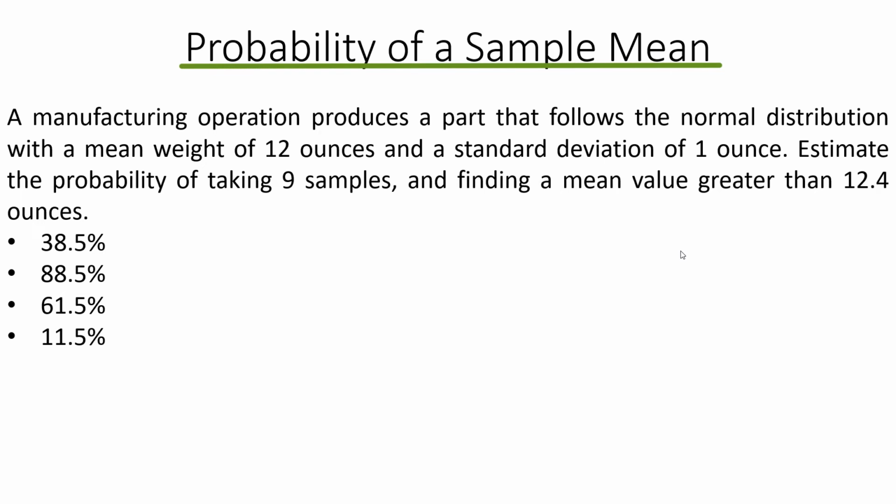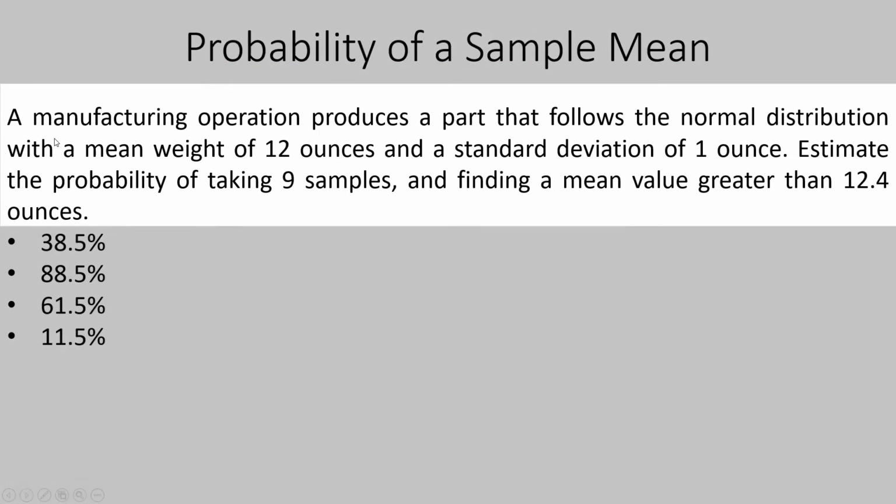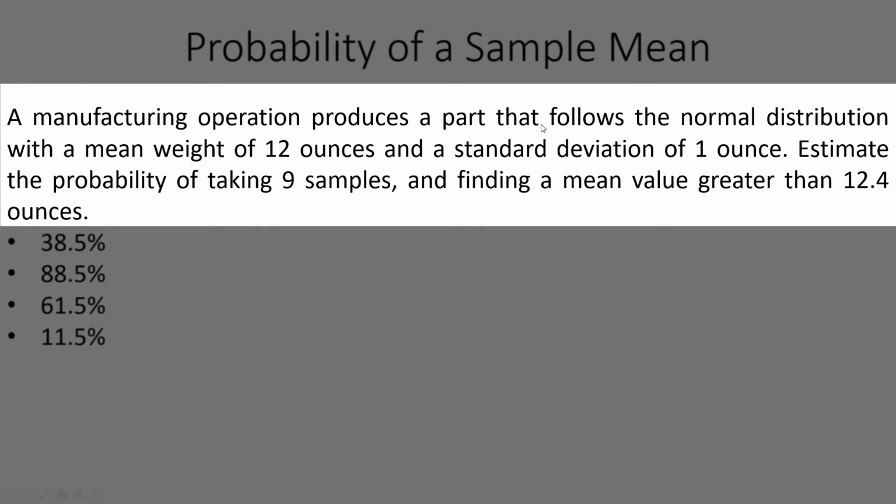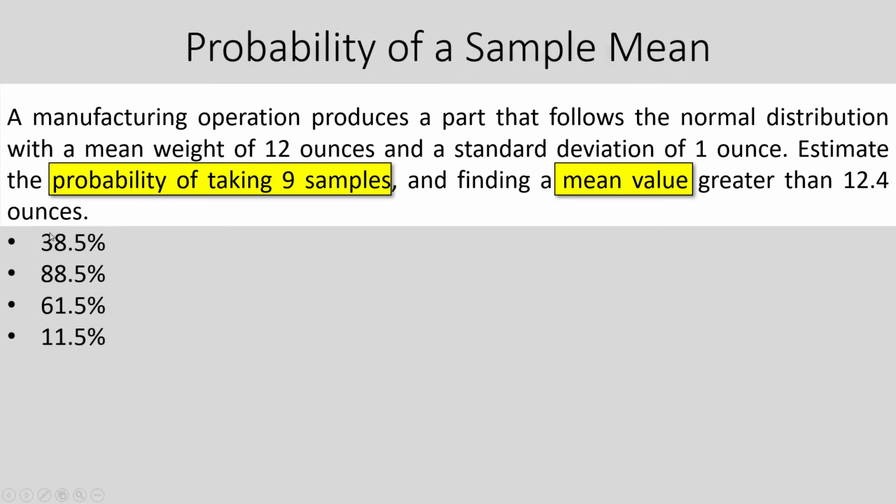Okay, let's keep going here and talk about the probability of a sample mean. I absolutely love this type of question. So, a manufacturing operation produces a part that follows the normal distribution. Historically, it has a mean weight of 12 ounces and a standard deviation of 1 ounce. Estimate the probability of taking 9 samples and finding a sample mean value greater than 12.4 ounces.